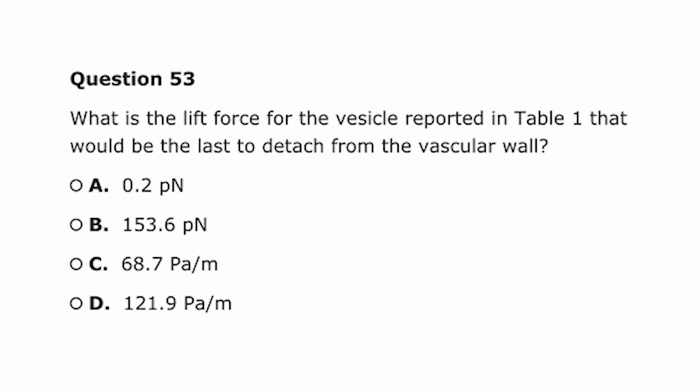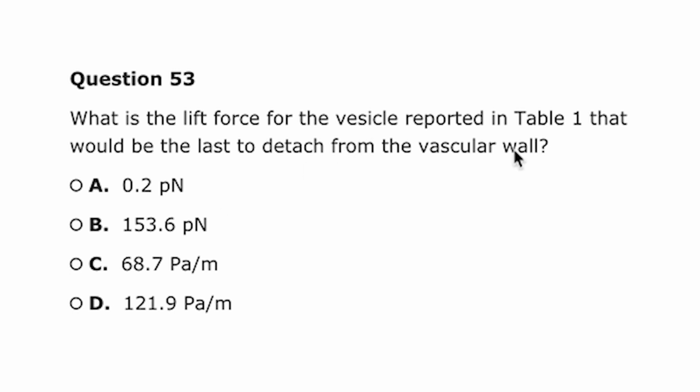So the last to detach from the vascular wall, I'm assuming is going to be the weight, the one that's heaviest. Just seems to make sense. So which one's the heaviest? We have this P value, the apparent weight. So the biggest apparent weight one is this last one. So just thinking through that. Okay.